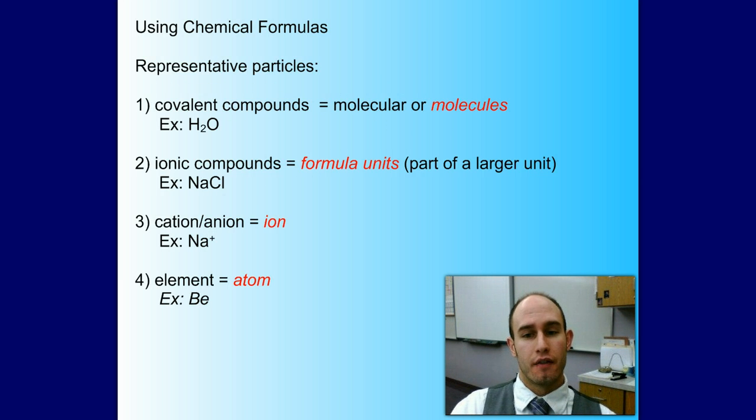Quick review here of a few important terms. We're really looking at how we represent particles, knowing that when we are talking about a molecular compound or a molecule, that means it's a covalent compound. Remember, this is between a non-metal and a non-metal. Ionic compounds, the word formula units is always associated with an ionic compound, which is a metal plus a non-metal, so that's important to know as well.